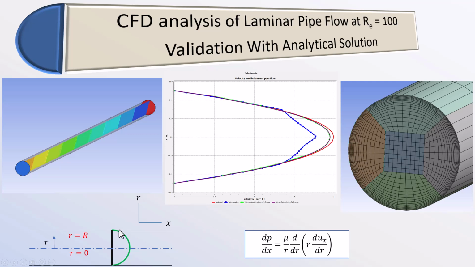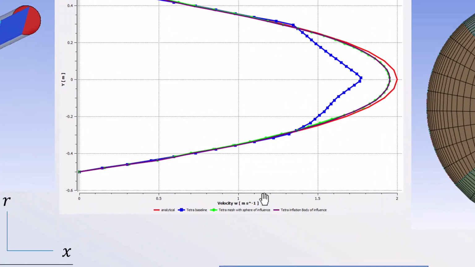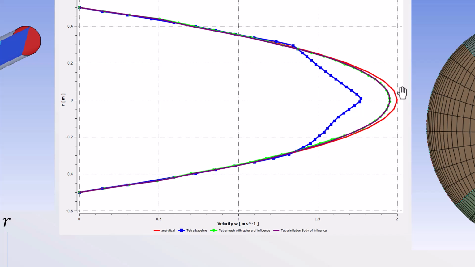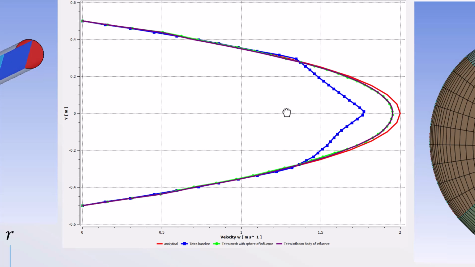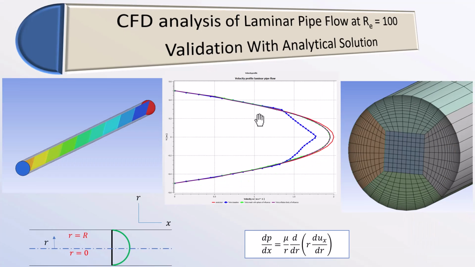You can see that I have described the problem analytically, with equations and a diagram, and I also solved the problem analytically. This is the analytical data in the red color, and then we have three lines, which are actually from the tetra meshing. And we know that hexa meshing will always produce very good results.